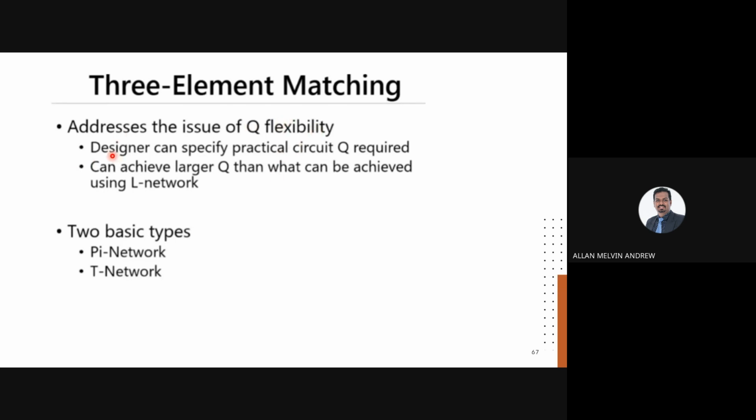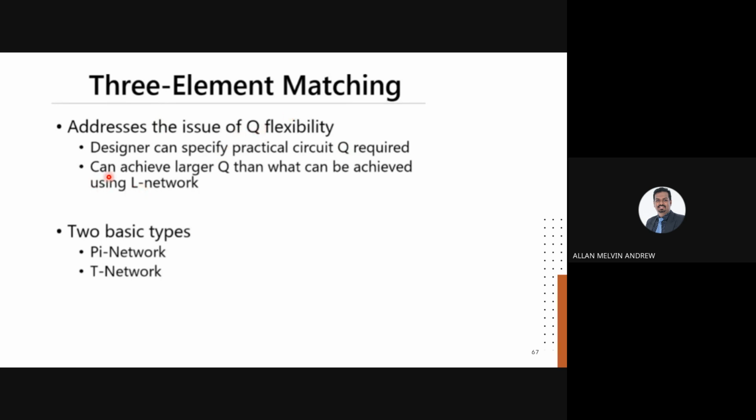The designer can specify the practical circuit quality required. Meaning before, they already designed the antenna and calculated the value of Q, and they tell the circuit designers for the modulation. They can request that they want a particular signal to be produced at this particular Q. Then it can address the issue of the previous two element matching.